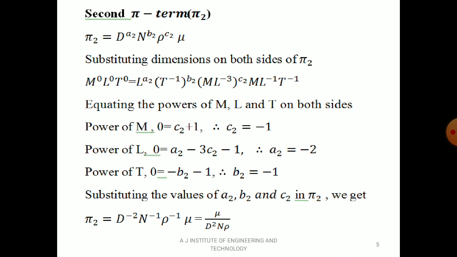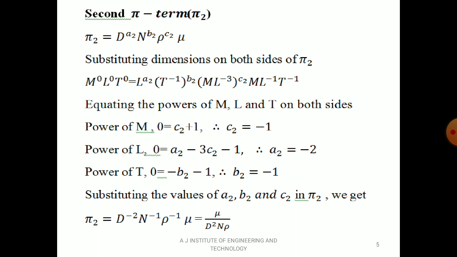Otherwise you can directly substitute here: 0 equal to a2 minus 3c2 minus 1, where the c2 value is minus 1. Minus 3 into minus 1 becomes plus 3, minus 1. So that is plus 2. a2 plus 2 is equal to 0. So the a2 value becomes minus 2.